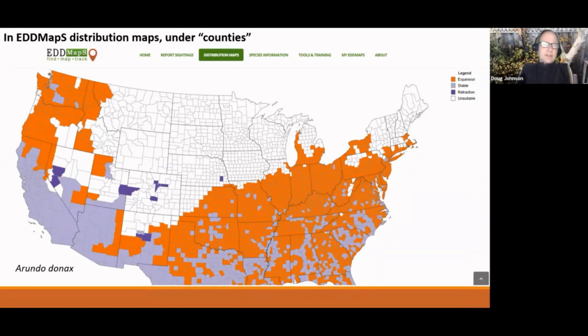Maps like these help us to anticipate where each weed might spread, and that's important information to have when deciding where to focus resources at the landscape level.